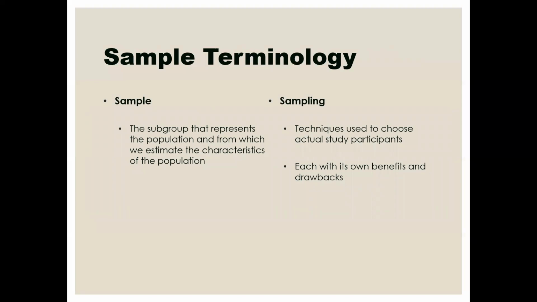So you kind of get the gist of this, but I wanted to sum it up again: the sample is the group that should be drawn from the population and should be similar to, or represent, the population it's drawn from. And then sampling is the way that you choose people for your sample. It's the process that you use.